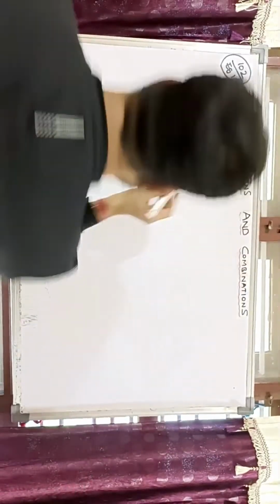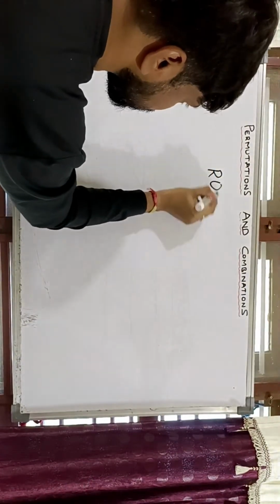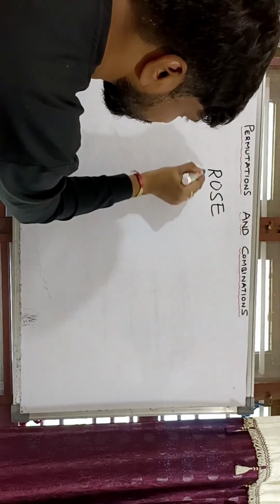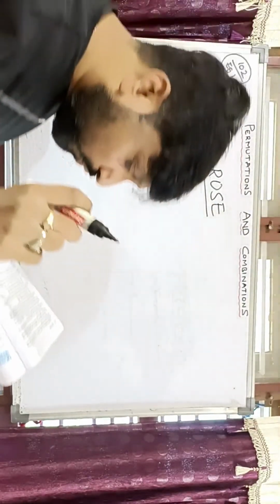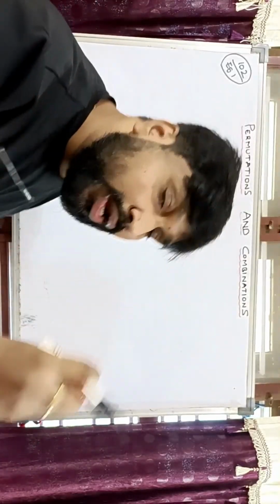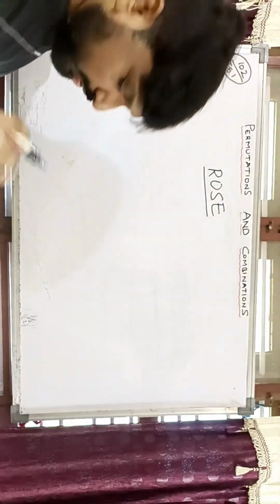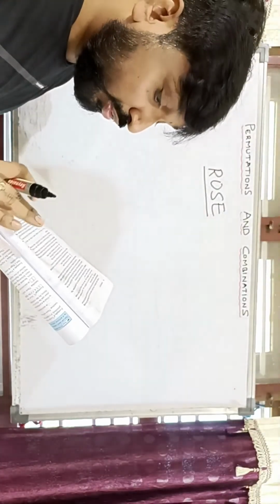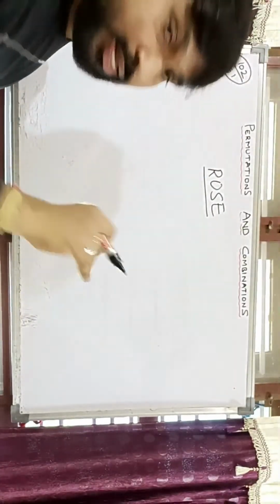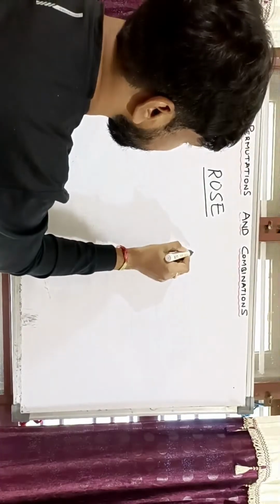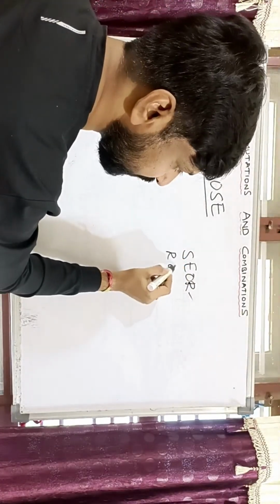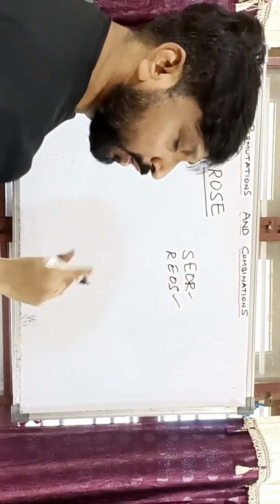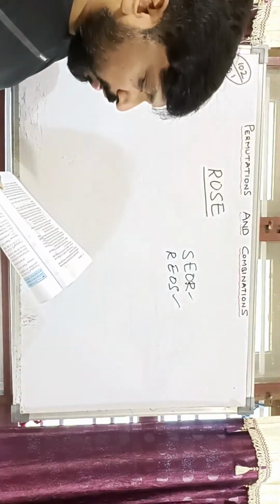They are given the word ROSE. They are asking you to find the number of 4-letter words. How many 4-letter words can we prepare? Moreover, they mention with or without meaning, so meaningless words are also not a problem. For example, SEOR, there is no meaning, no problem. REOS, no meaning, no problem.